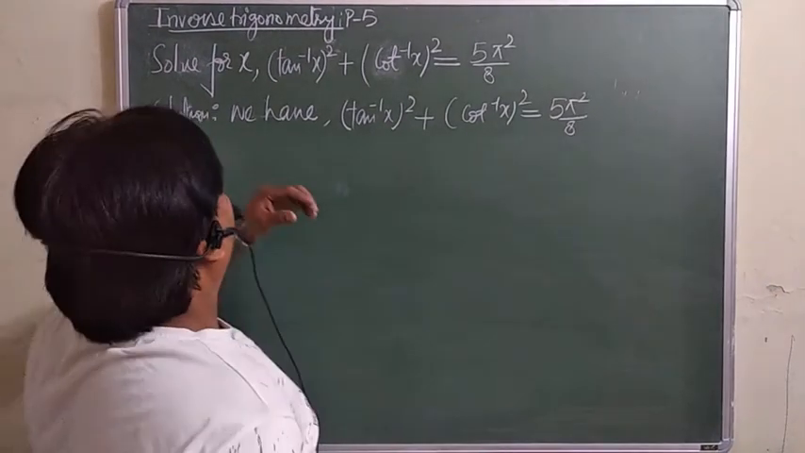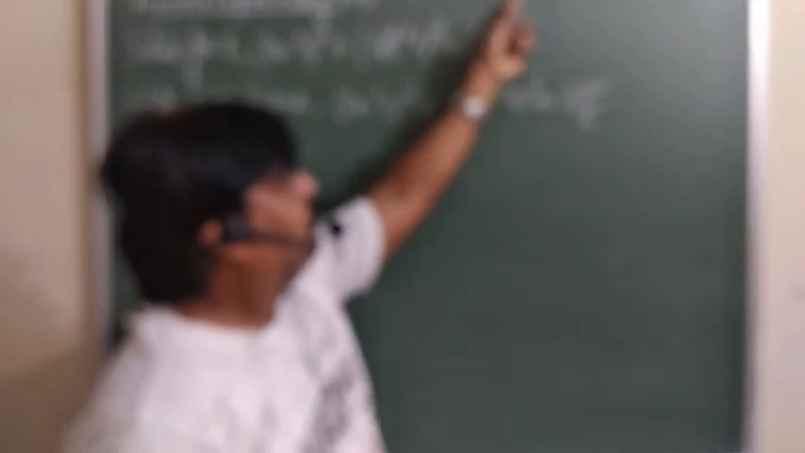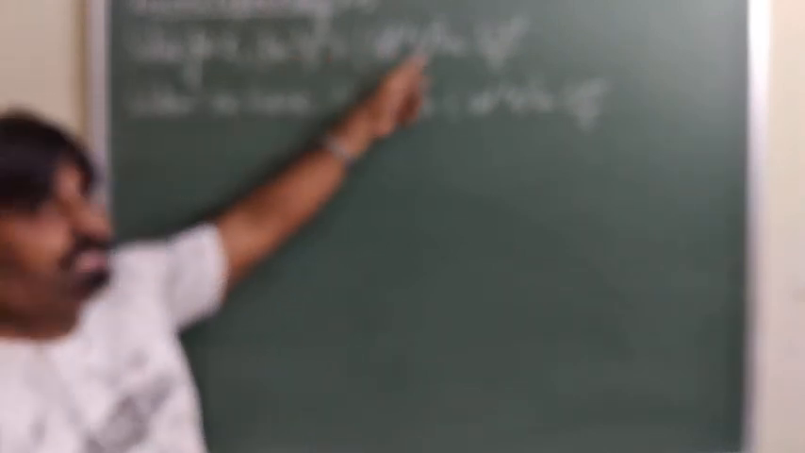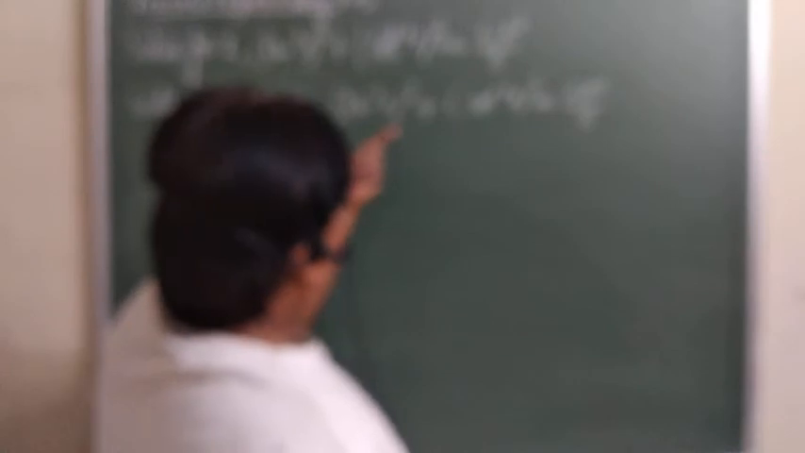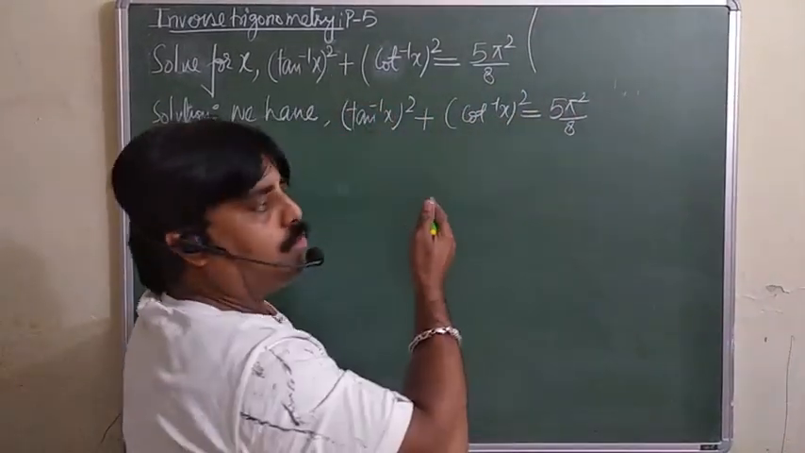Okay, now the question is: solve for x, tan inverse x whole square plus cot inverse x whole square is equal to 5 pi square over 8. See, in this question we are supposed to find out the value of x. So in this particular question there is one trick which we are supposed to apply.